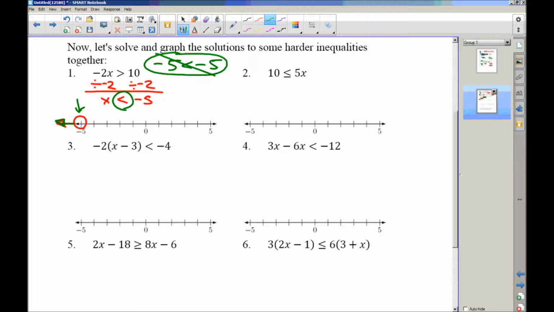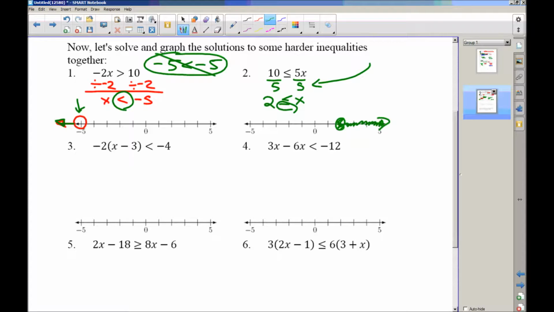Okay. Number 2, we're going to divide both sides by 5. So I'll show my inverse operation again. This will say x is greater than or equal to 2. Notice I did not flip this time because I divided by a positive number. So I put my circle on 2. It's filled in this time because of the equal to bar, because 2 is one of my answers. And this says 2 is smaller than x. So that means all my x's are bigger than 2. So I shade this way. So my circle on 2, and I shade to the right.